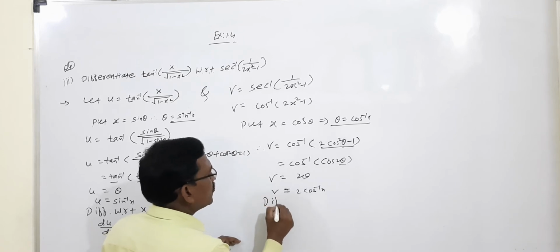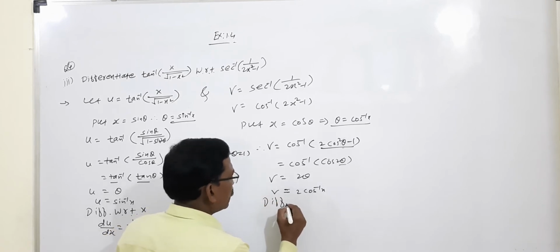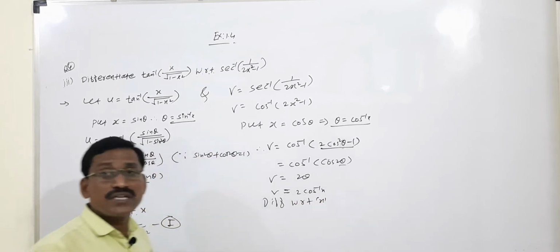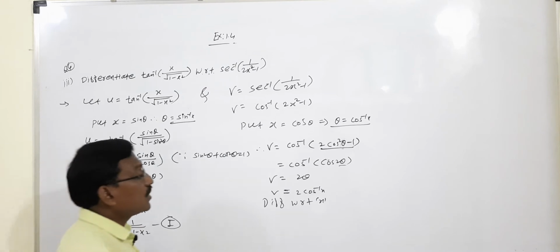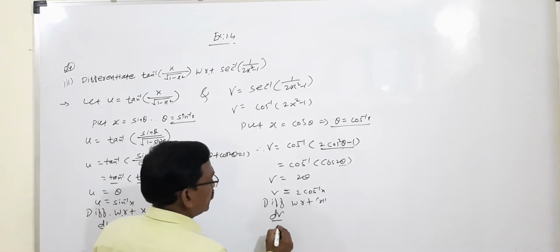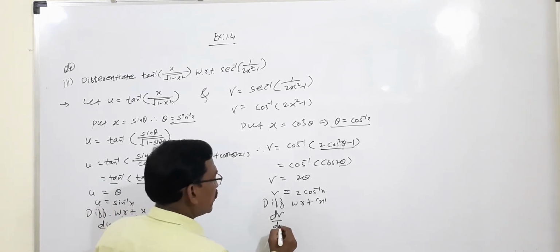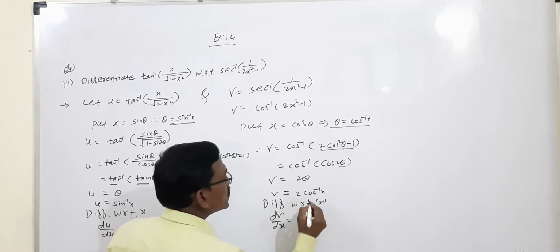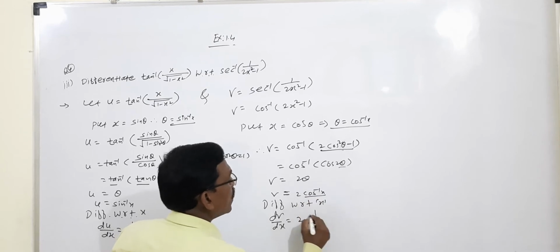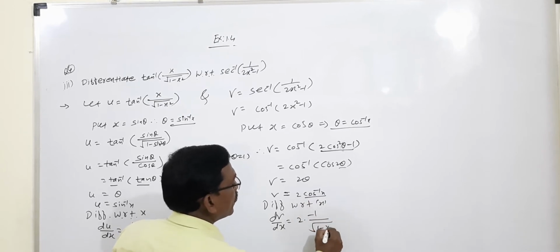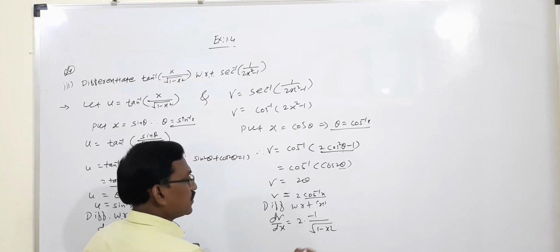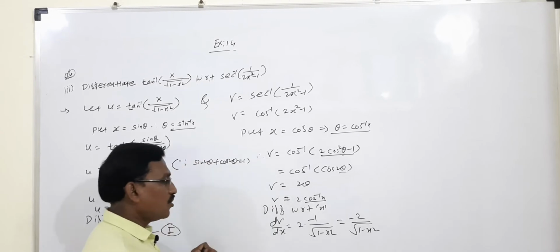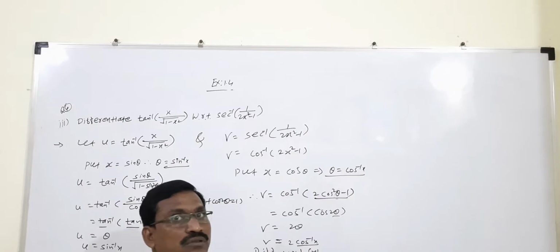Now we differentiate this function v with respect to x. The derivative of v with respect to x is dv by dx, and 2 constant as it is times the derivative of cos inverse x, which is minus 1 upon root of 1 minus x square. It is equal to minus 2 upon root of 1 minus x square. Call this equation second.